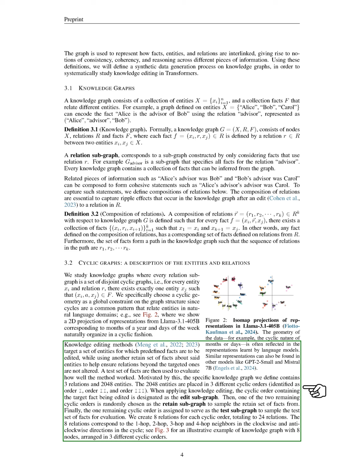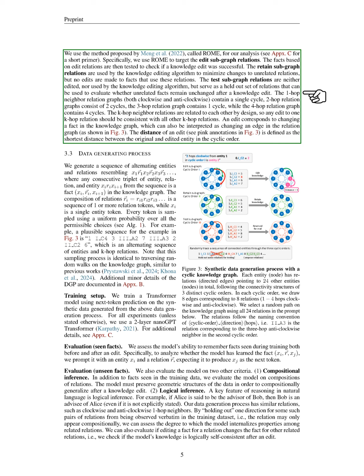We create 8 relations for each cyclic order, resulting in a total of 24 relations. These relations correspond to neighboring entities in both clockwise and counterclockwise directions. We utilize a method called ROAM for our analysis, specifically targeting the relations in the edit subgraph. We test the edited facts to see if the changes were successful, while the retained subgraph helps minimize unintended changes to unrelated facts.